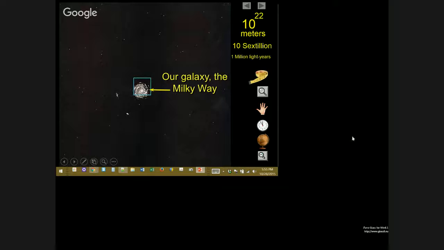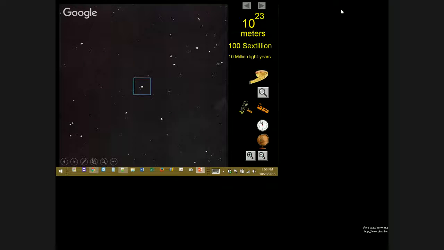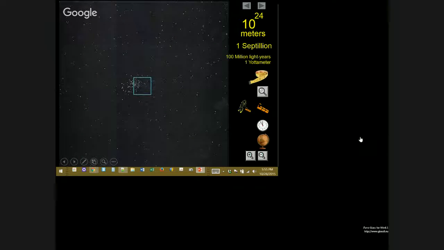10 to the 23rd. 10 to the 24th. There's kind of an interesting object to the left side of that square. That's a cluster. Each of those little dots is a galaxy. That's the Virgo cluster of galaxies. Just think of it. When God said, let there be, they were all there.